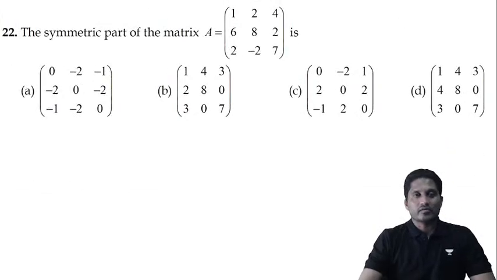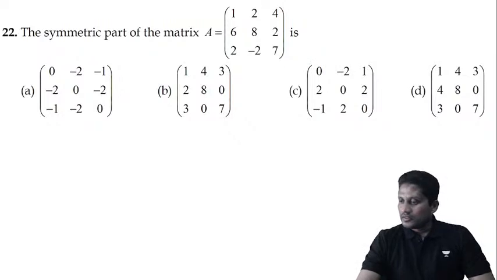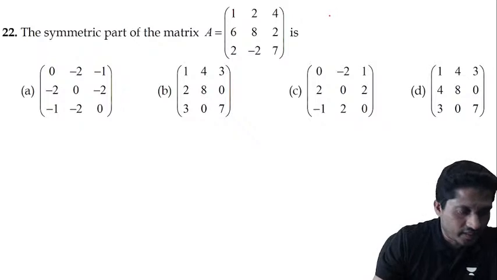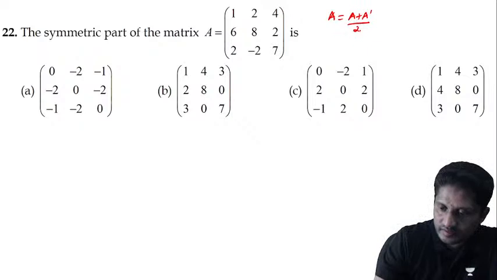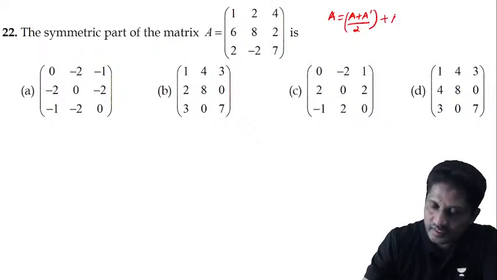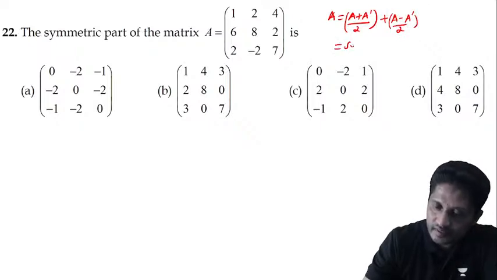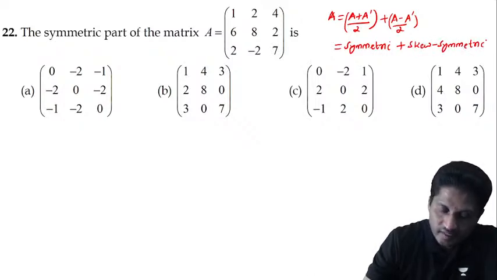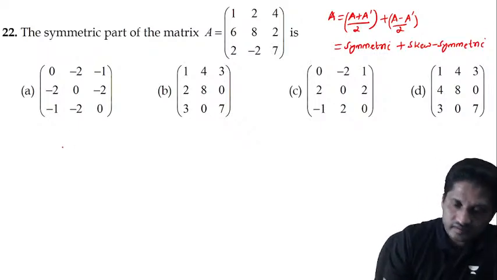Question number 22. What is the symmetric part of this matrix? The symmetric part of a matrix A is (A plus A dash) by 2, plus (A minus A dash) by 2. This you have done in boards only. A plus A dash by 2 is always symmetric. A minus A dash by 2 is skew symmetric.